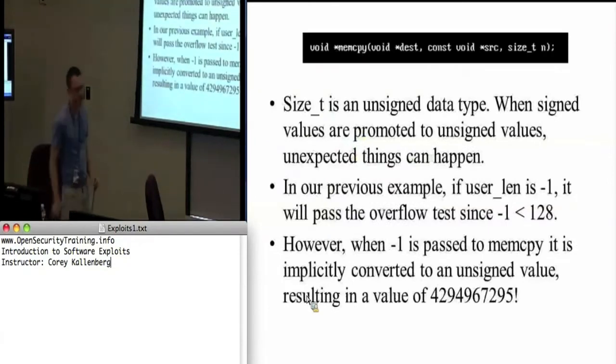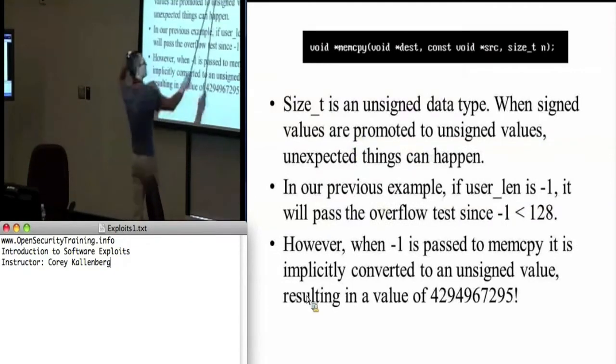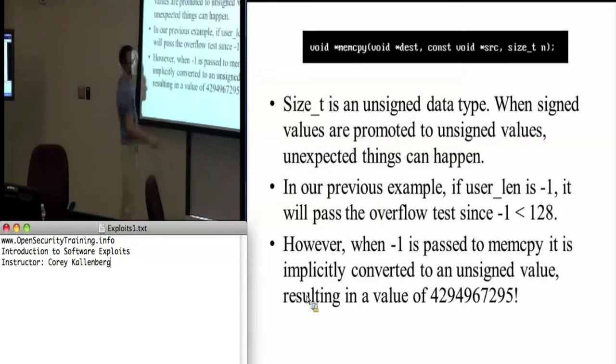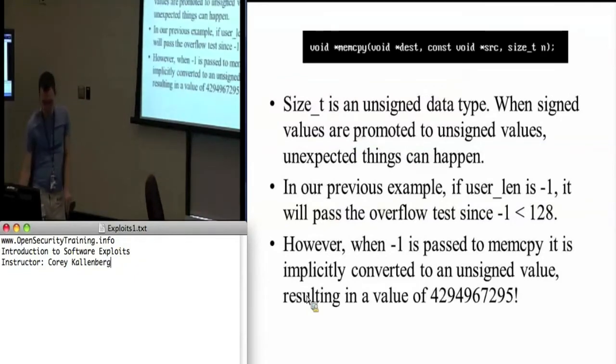So yeah, you can see that size_t, that third argument, is actually an unsigned integer type. So the program just tries to interpret that negative 1 as an unsigned integer, which is huge.